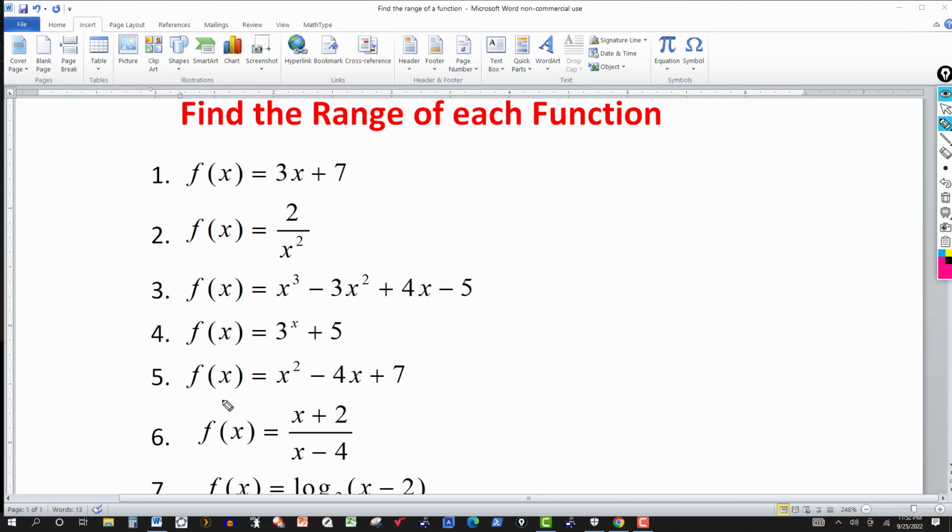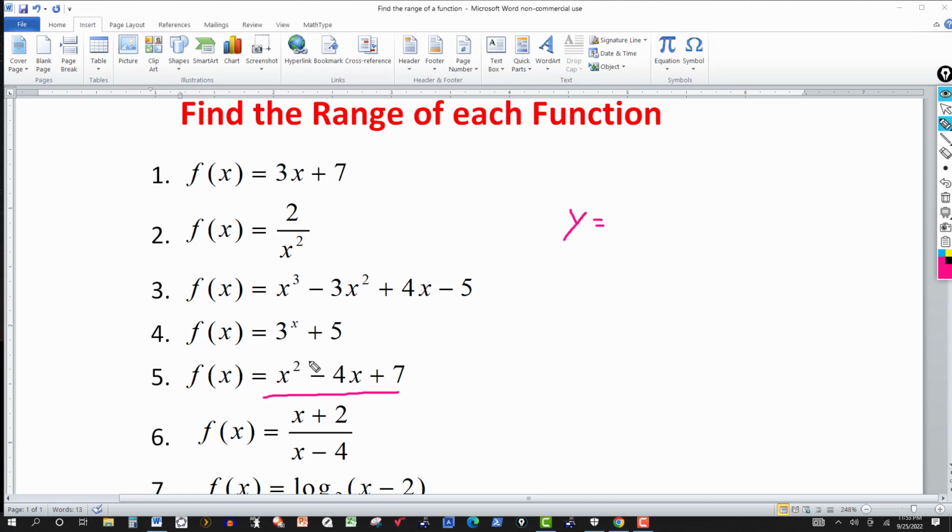Now let's look at the next one. f of x is equal to x squared minus 4x plus 7. That's a polynomial, so we know the domain is all real numbers. For all polynomials, the domains are always going to be all real numbers. The range changes. And this one you should recognize as a parabola. So if I can find the vertex, we can determine what the range is going to be.